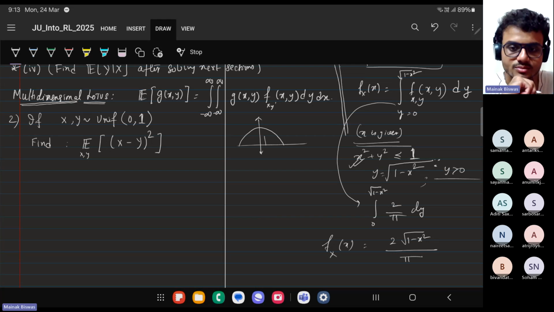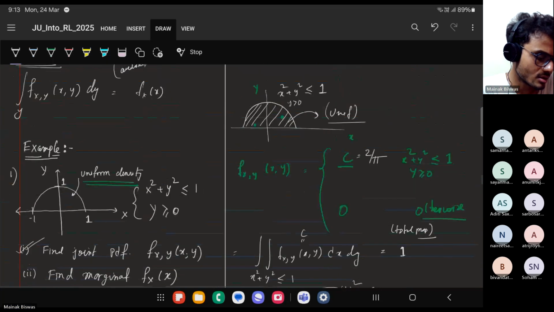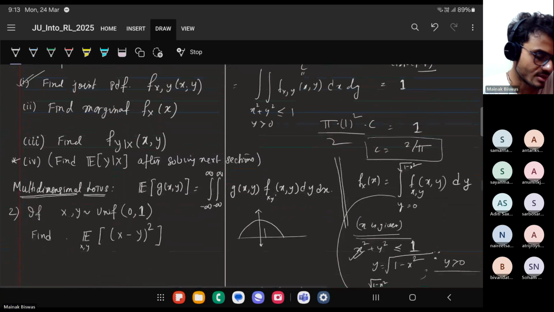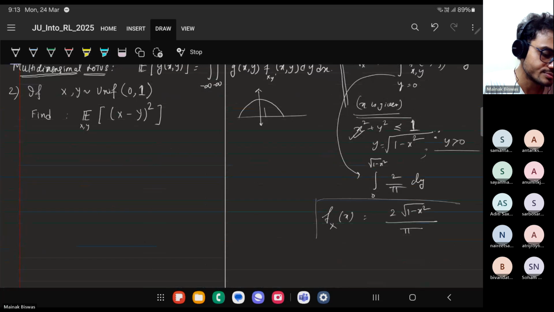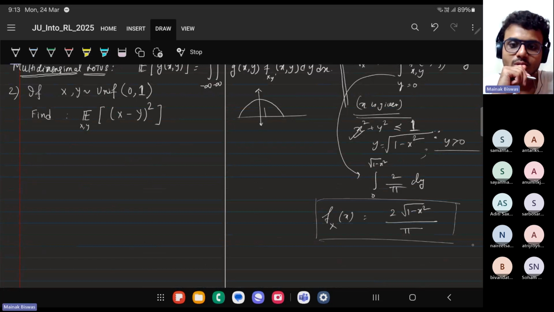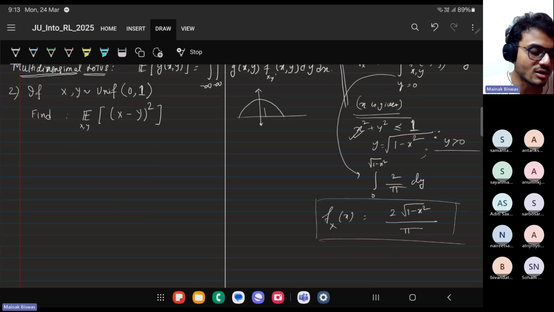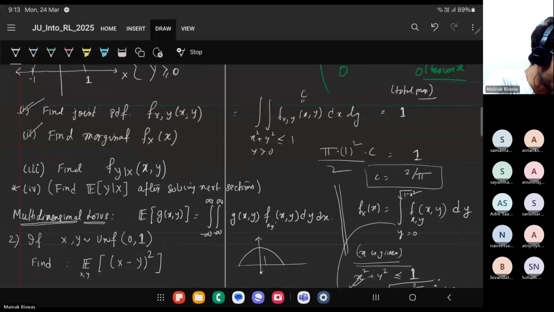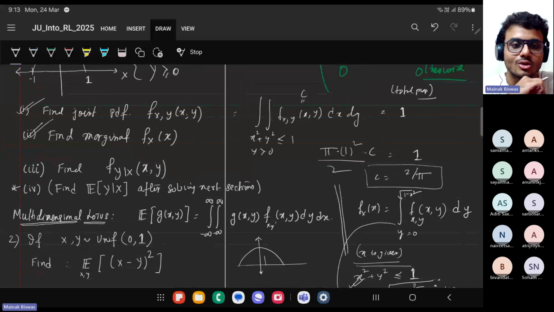Now I ask you this question. First of all, is this clear? Or is there any problem with this? I think there is a slight error there. So this is fine. Absolutely okay. Great. So this is the marginal distribution. We have found out the marginal distribution. So the integral limits are okay. Any questions?